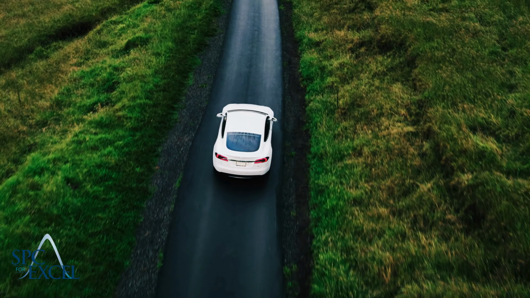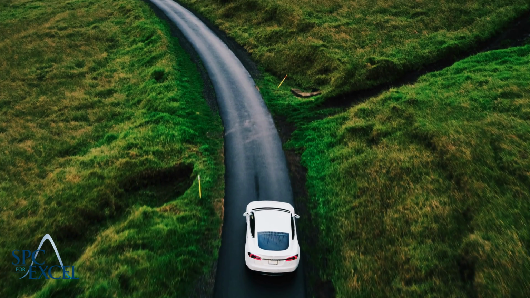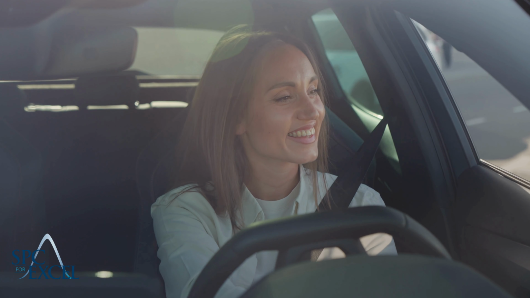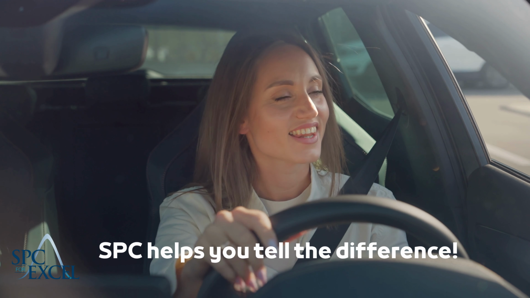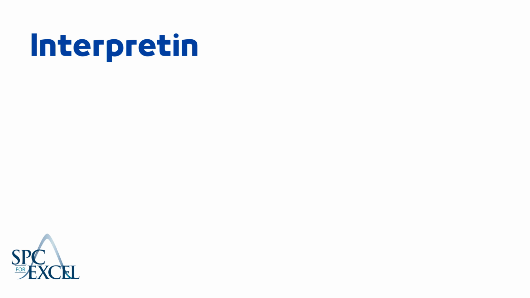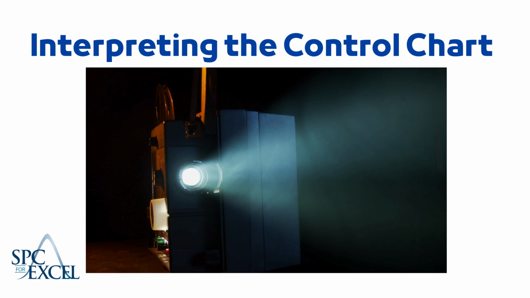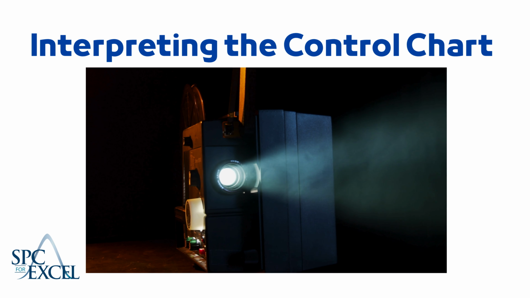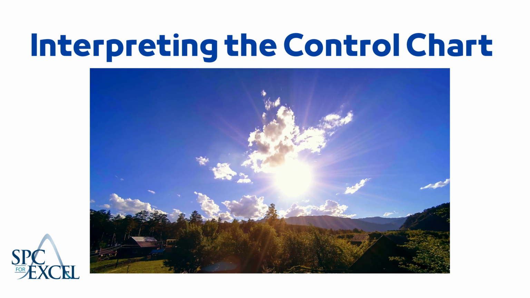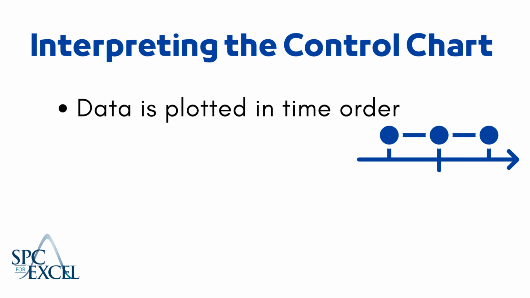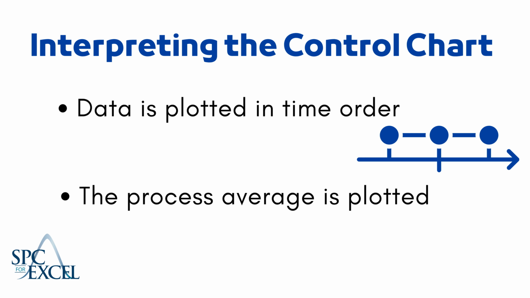Think of noise and signals like you would about a sound in your car. Some sounds are normal, others tell you something is wrong. SPC is what helps you tell the difference. Now let's discuss how to interpret the control chart. Control charts are not snapshots. They are like movies. They show what is happening in your process over time. The data is plotted chronologically, which allows you to see the variations in your process. The average is also plotted, so you can see the variation around the average.